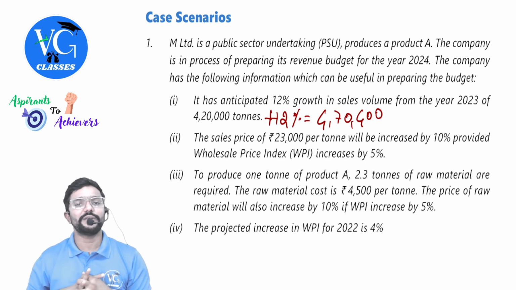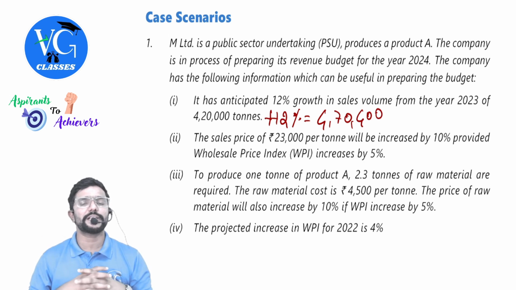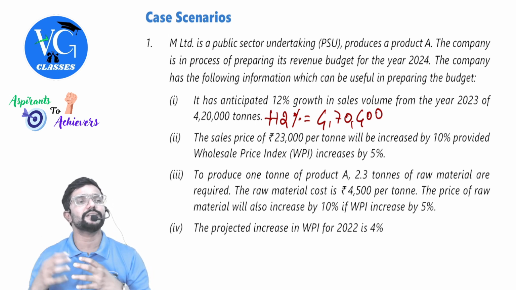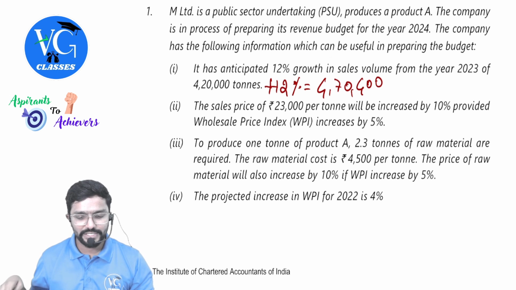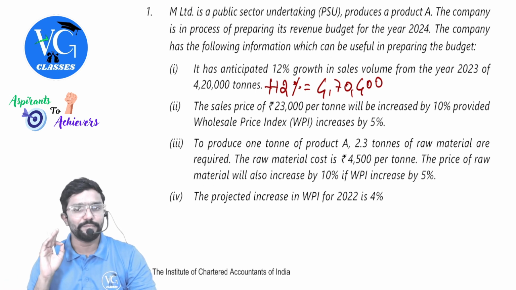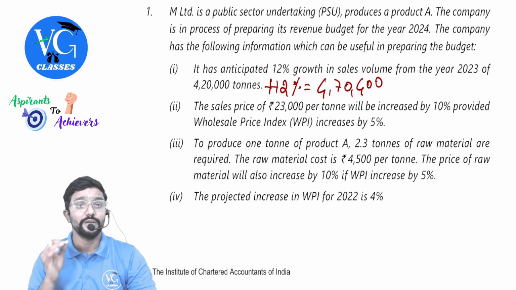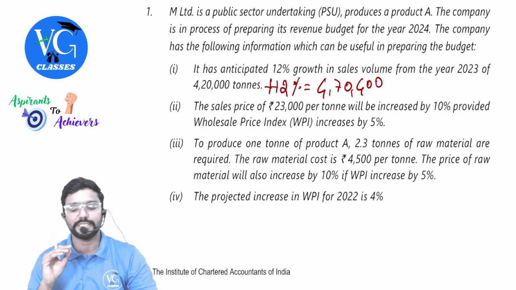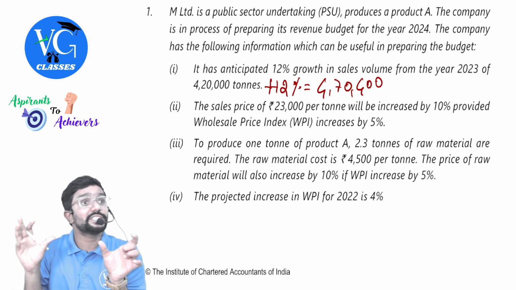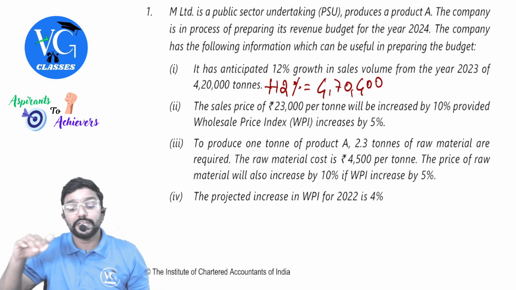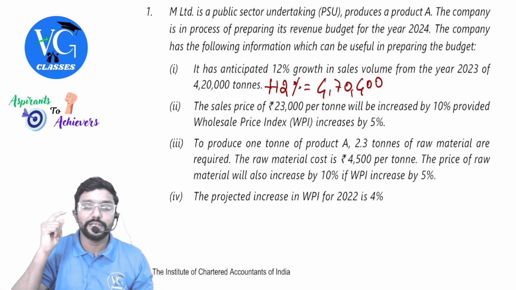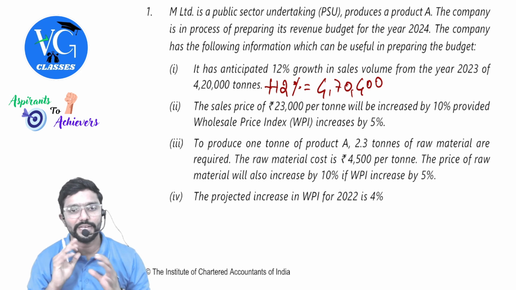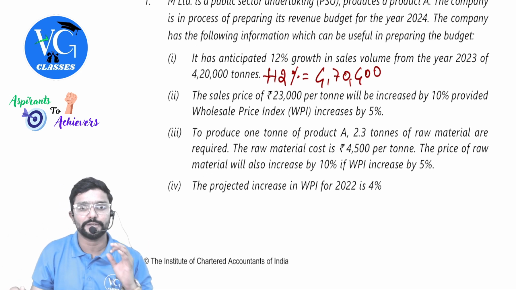So last year it was 4,20,000, guys. Next year we are expecting a 12% increase, so 4,70,400. The sale price of 23,000 per ton will increase by 10%, provided the wholesale price index (WPI) increases by 5%. It is conditional: if WPI increases by 5%, then the selling price will increase by 10%. Let us see. We don't know if the condition is satisfied.